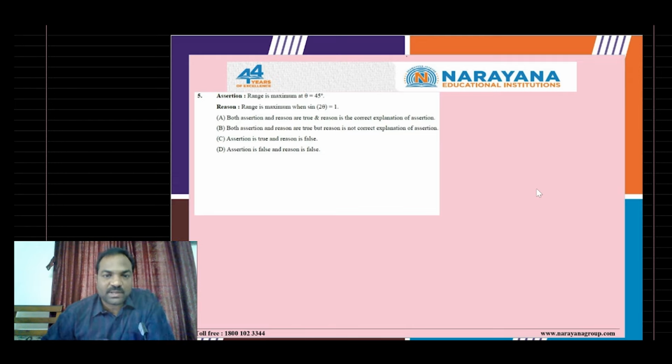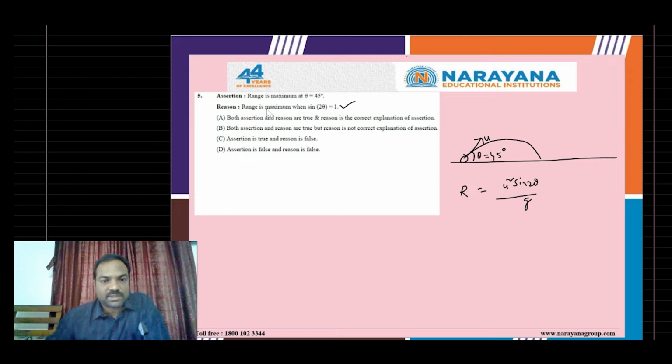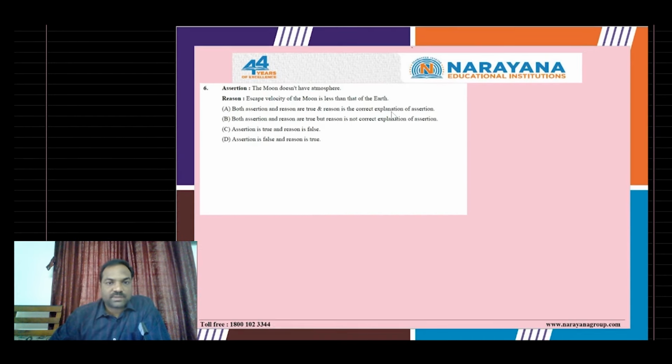I think this is a straightforward question. The assertion is range is maximum at angle 45, provided the particle is projected from the ground with velocity u at an angle theta. Then if theta is 45, definitely the range value is maximum. We know that the range is u square sin 2 theta by g, so the range is maximum when sin 2 theta is equal to 1. So the assertion and reason are both correct. When sin 2 theta is 1, it comes out to be theta 45 degree. Let us go with the next question, which is again the same assertion and reason type.